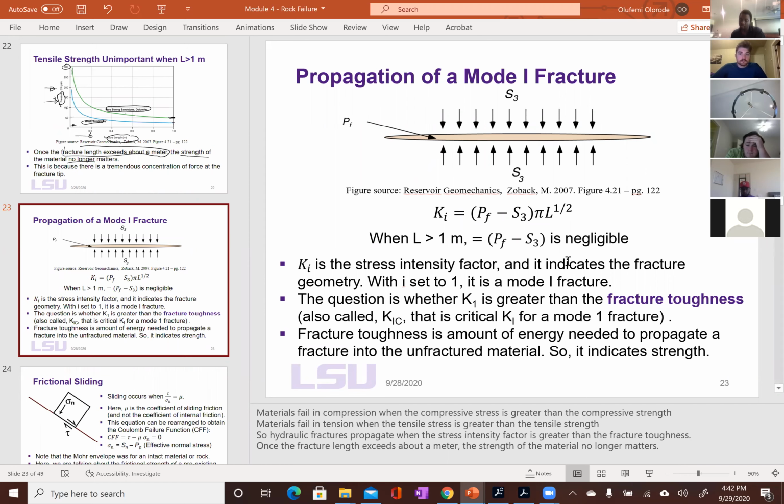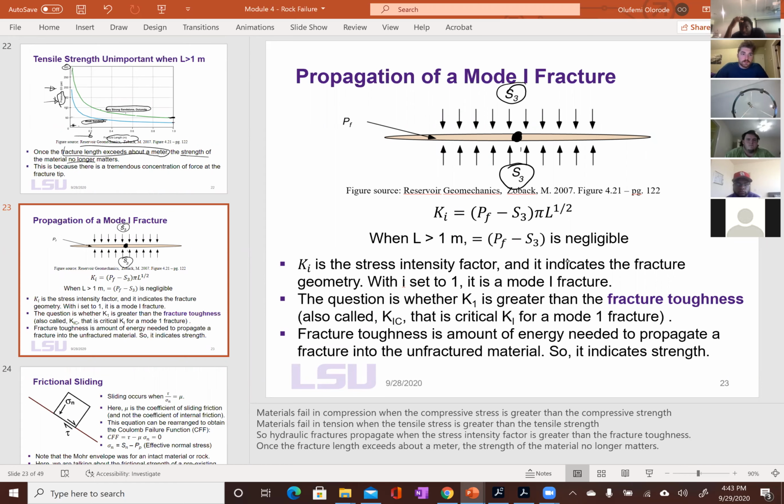So this is how your hydraulic fracture looks. Your well will be here in the middle. These are the normal compressive stresses in the earth, S3, as the least principal stress. Why do you think the fracture opens up against S3? Why can't it open up against S2 or S1?